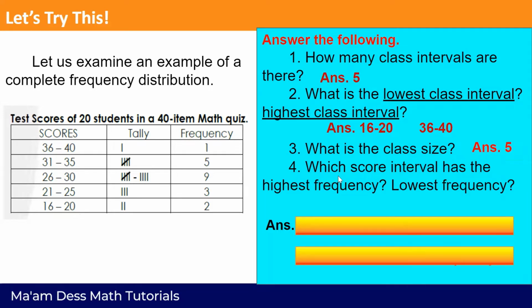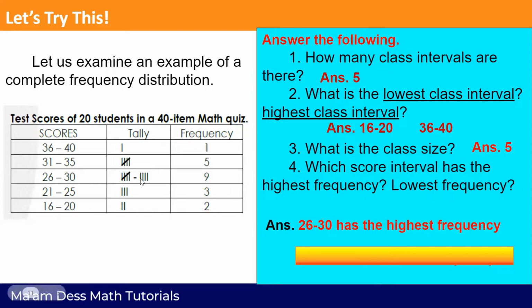Number 4, which score interval has the highest frequency? Which one has the highest frequency? The question asks for the score interval with the highest frequency, so you look at the frequency column, find the highest, and then identify its class interval. We will have 26 to 30, which has the highest frequency, which is 9.